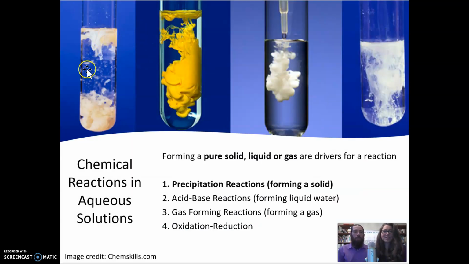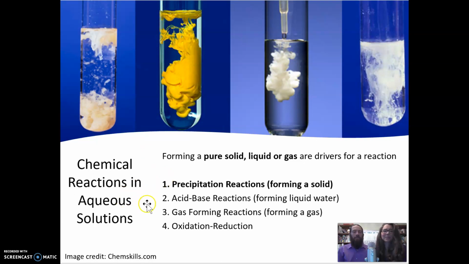So when you mix two solutions together, sometimes you form an insoluble solid. So you can see this droplet of clear liquid being dropped into another clear liquid, and we're forming a solid, and it can kind of rain or snow down to the bottom of this test tube here, and that's why they call it a precipitation reaction.